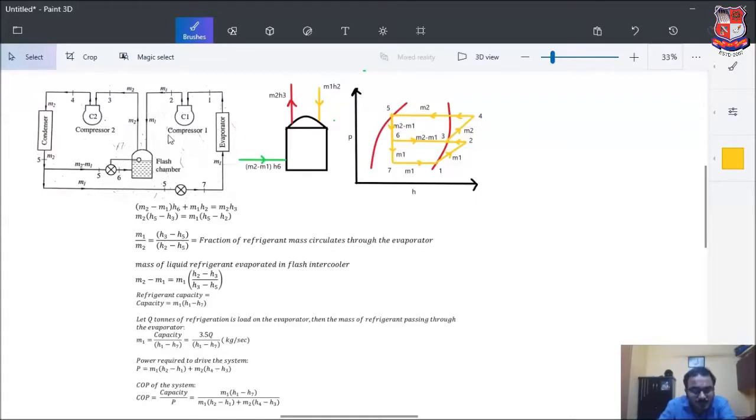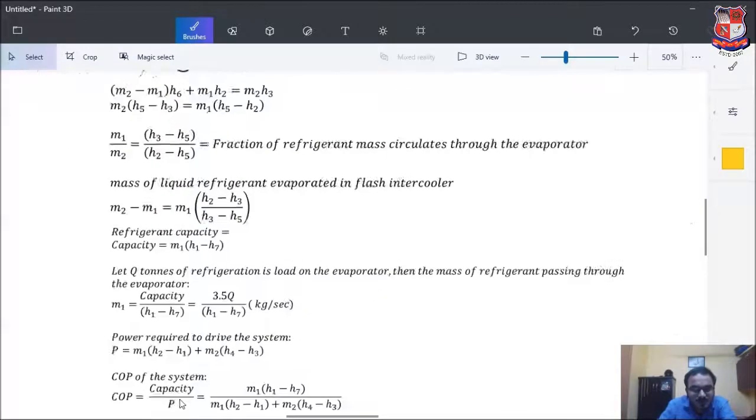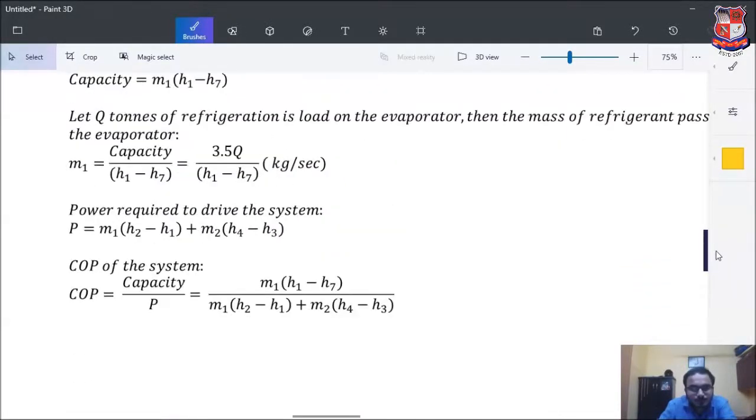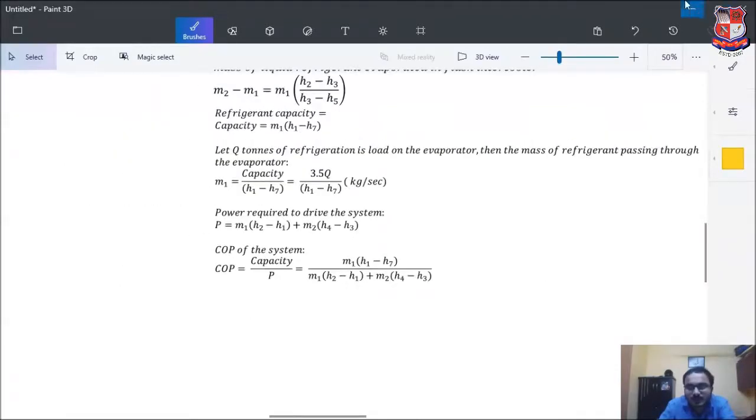And the power required to drive the system: now we have two compressors, and one compressor has M1 into H2 minus H1, that is this part, M1 into H2 minus H1 plus M2 into H4 minus H3. COP is given by capacity upon power. So the refrigeration capacity is the same thing here, and power is here, so we have obtained this. Now you can see this very clearly. Okay, so now we are done with this.